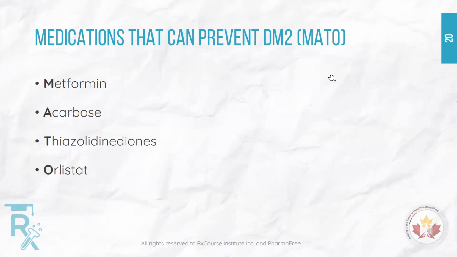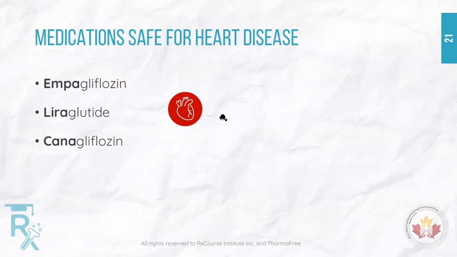MATO: M, metformin; A, acarbose; T, thiazolidinedione; O, orlistat. And to be honest with you, you will not find that the doctor is giving someone glitazone for the prevention of diabetes. The doctor might give metformin for a better control of glucose, might give orlistat to control weight and limit the chance of developing diabetes, but not glitazone, for example.